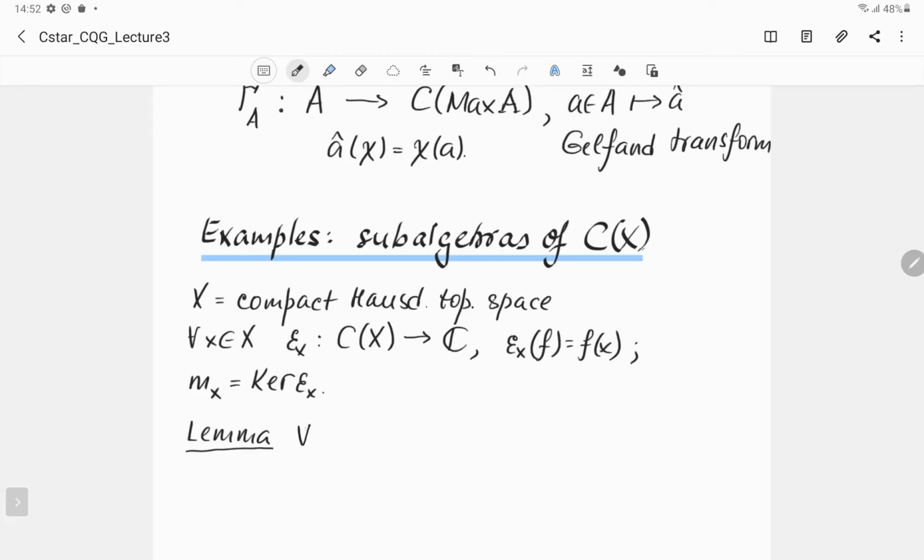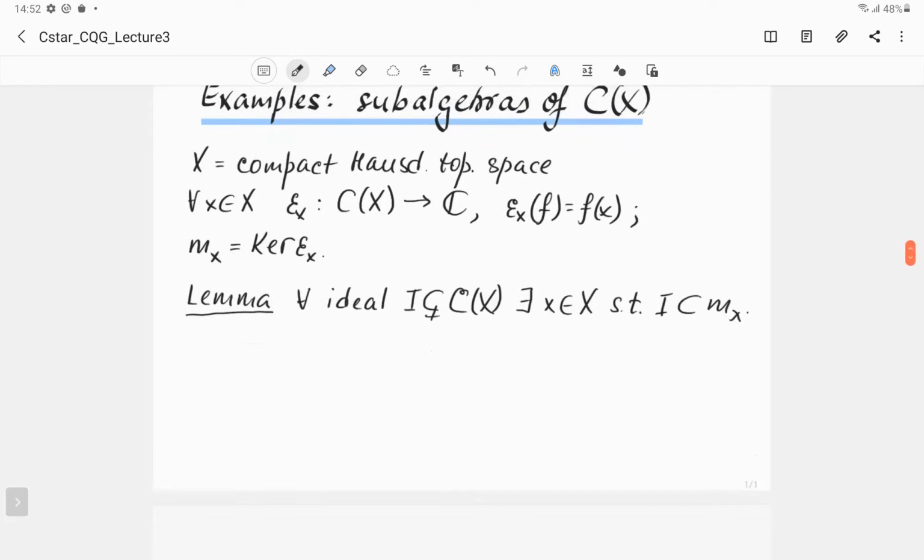For each proper ideal I in C(X), there exists a point x in our space such that I is contained in the ideal m_x. In other words, we can always find a point such that all functions from our ideal vanish at this point. This lemma is a kind of weak Nullstellensatz for the algebra C(X). Well, okay, let's now try to prove this result.